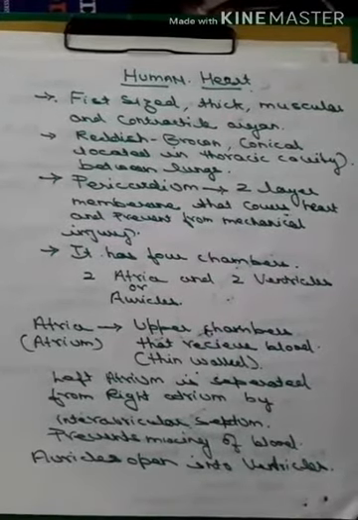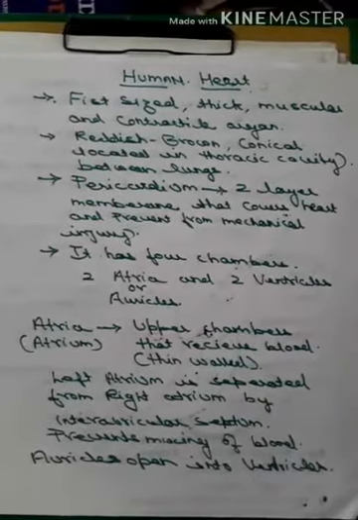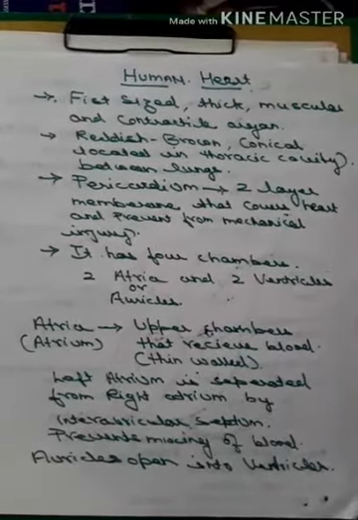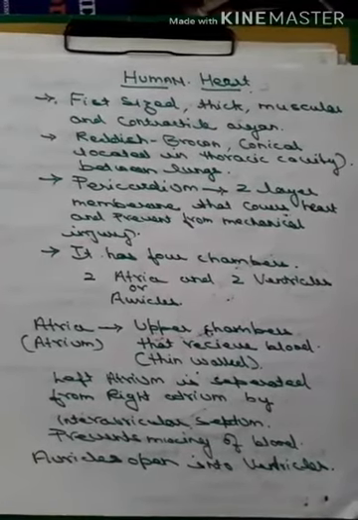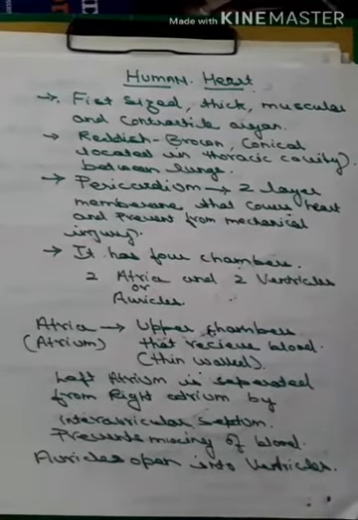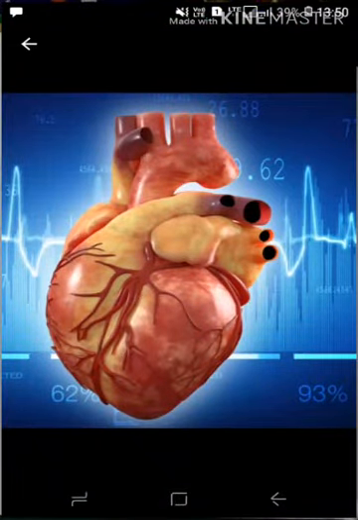Last time we studied about blood vessels, that is arteries, veins and capillaries. Today we are going to learn about the human heart. Now this human heart is a fist-sized, thick, muscular and contractile organ. Contractile organ means it is able to contract.